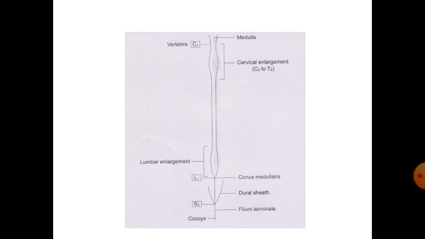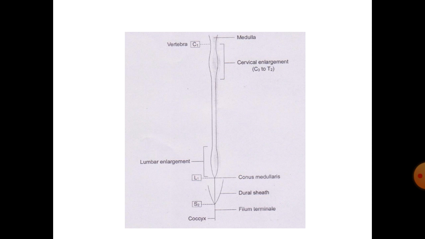This spinal cord is continuous from C1 and C2 vertebra, and it ends at the vertebra L1. At the L1 level, this spinal cord is attached to the sacrum and coccyx by the filum terminale or conus medullaris. Conus medullaris, that is the fibrous tissue.